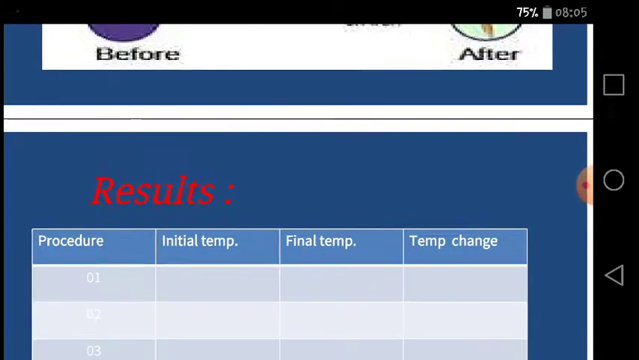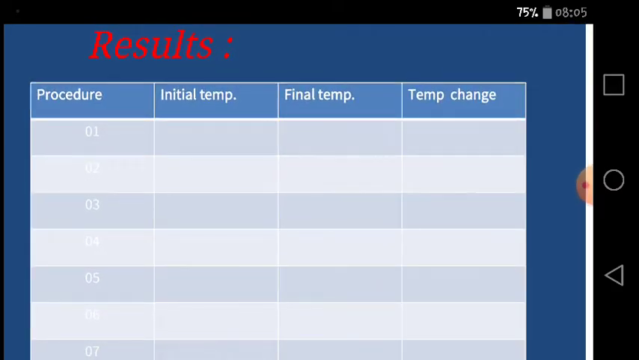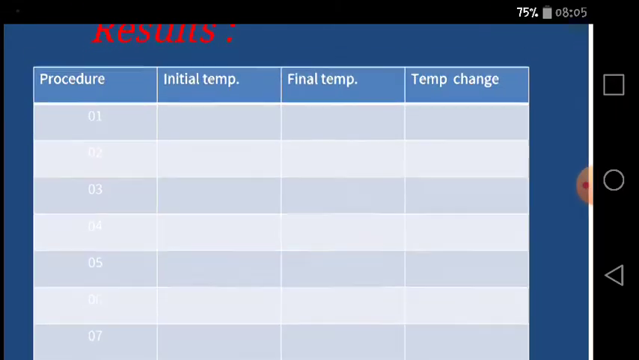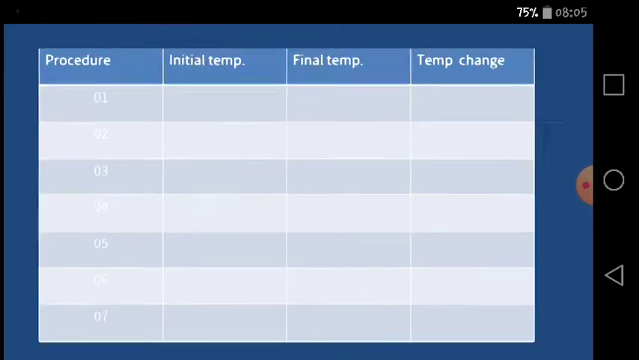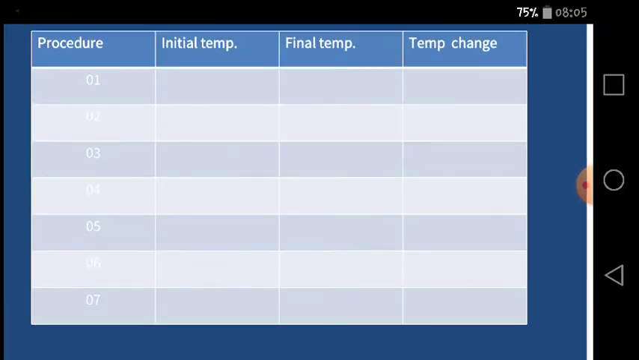So after performing these reactions, we have to note down the temperature, initial, final, and then the difference of all these 7 steps according to this table. First of all, we have to note down the initial temperature and then the final temperature, and then we have to find out the difference of the temperature. This table is given in your book.